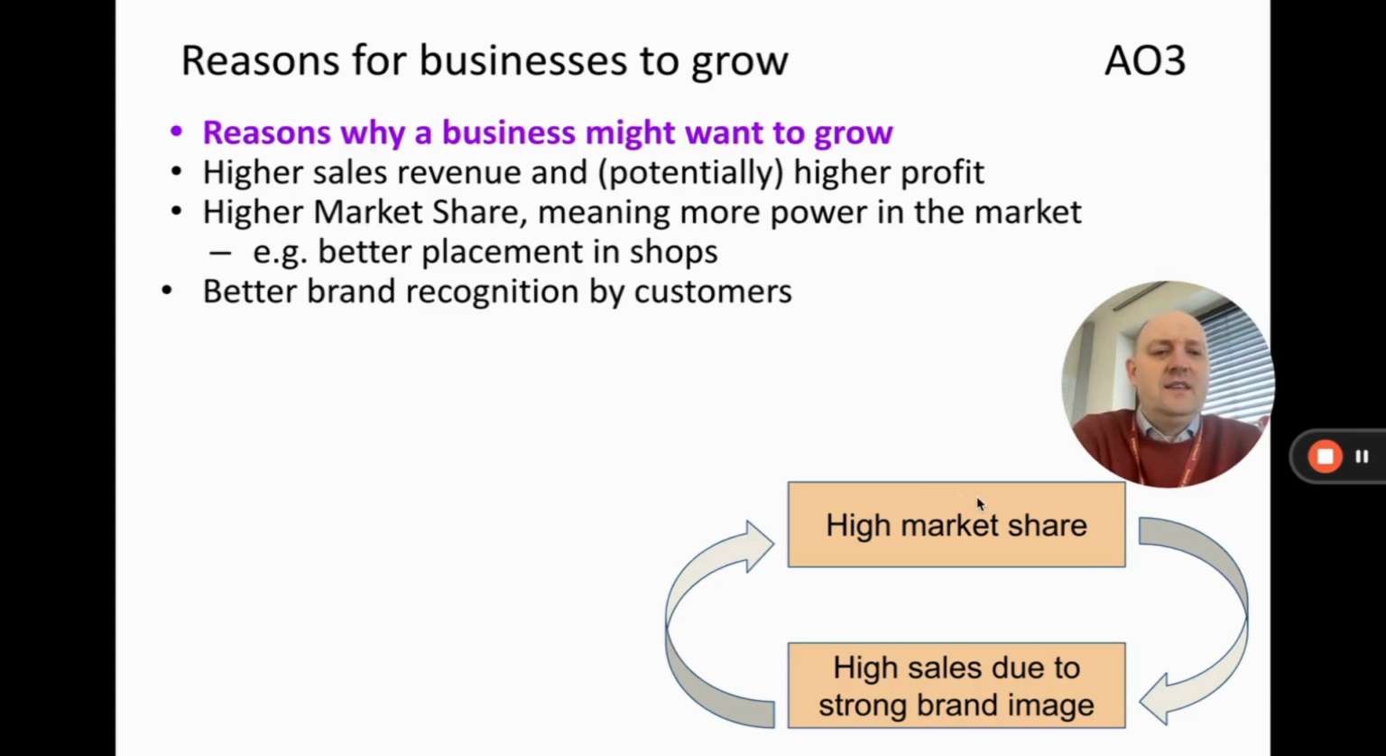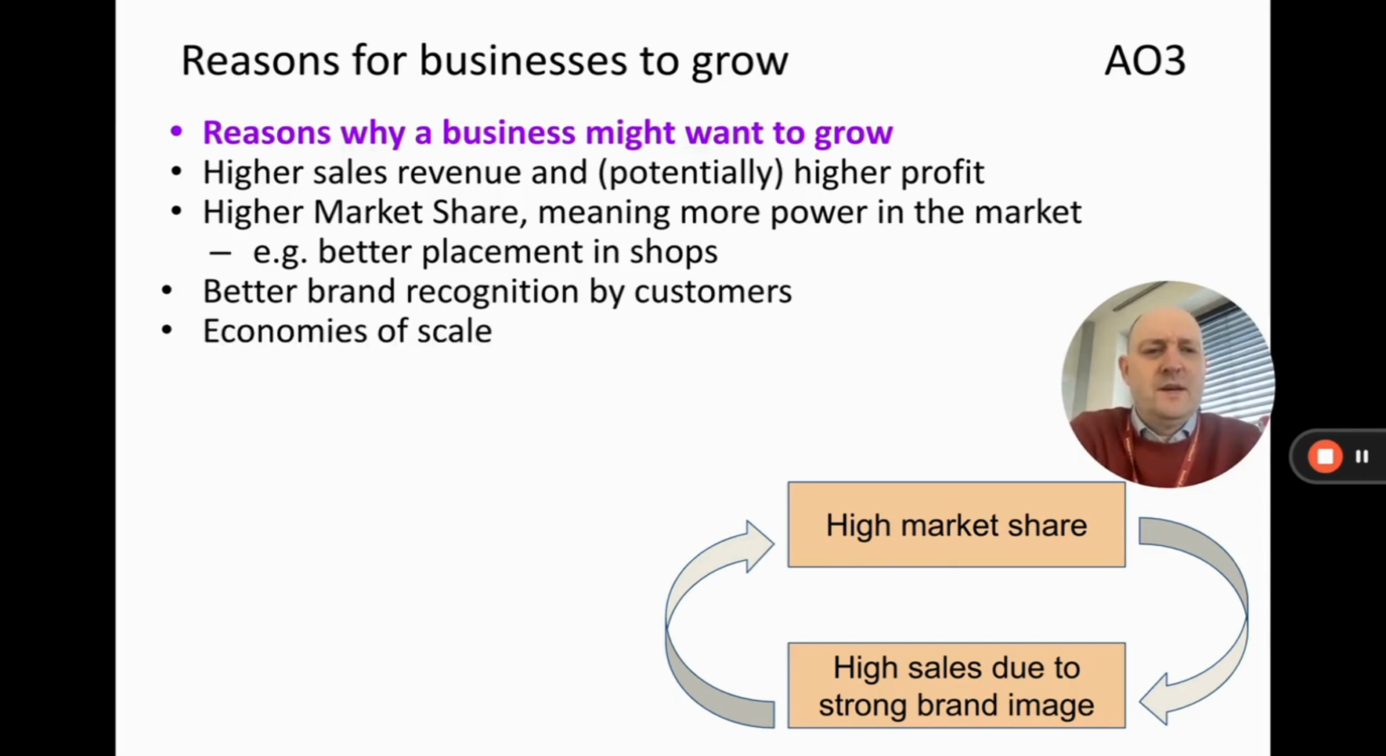And you then get this cycle. The higher the market share that a business has, the better brand image they're going to get because of the higher market share. And because of the higher brand image, they're more recognized by customers, with better placement in shops, which should then lead back to higher market share. So as a business gets bigger, you get this cycle where it becomes bigger and bigger, in theory. Not always, but in theory.